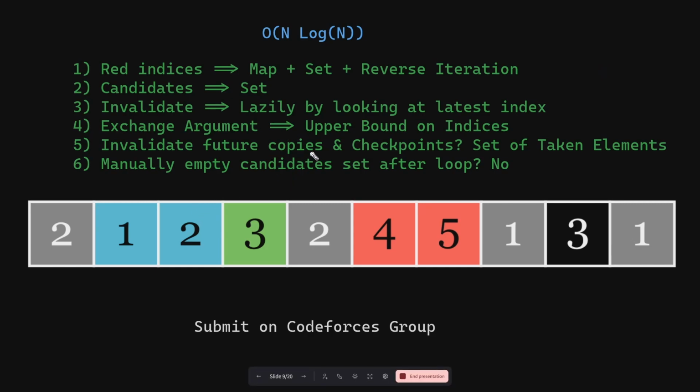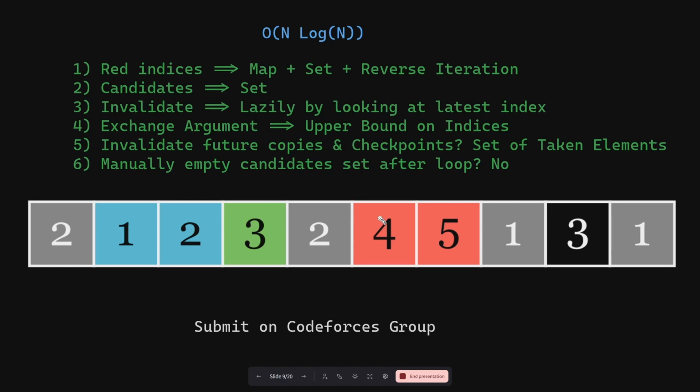Then how do you invalidate all the future copies and all the future checkpoints? So for example, if you have taken this 2 over here, or if you have taken this 1 over here, if this was a red box, it will no longer be a red box. So how do you invalidate it? To do that, you can simply keep track of which elements you have already taken in your blue boxes in a set. Then as soon as you reach a red element, you can just check if the element has already been taken in your set. If it has been taken, then that red box means nothing.